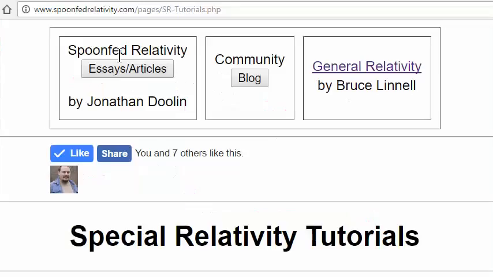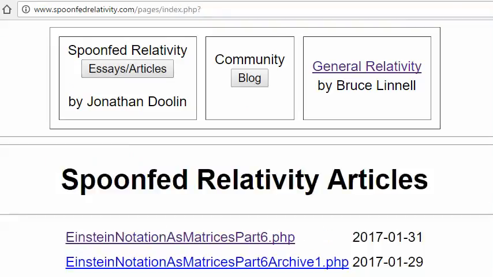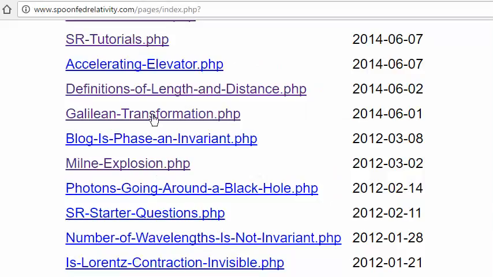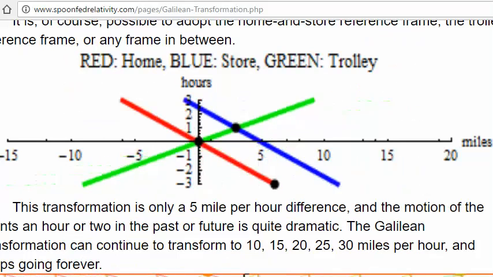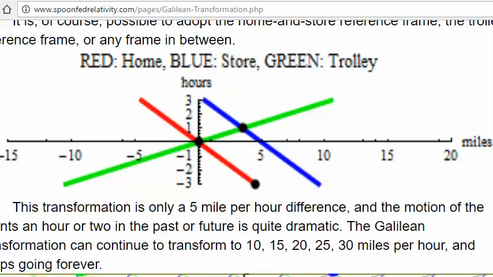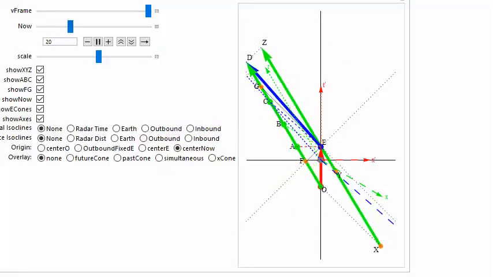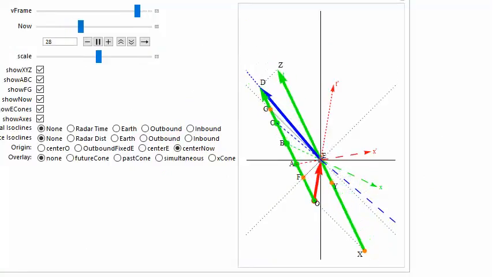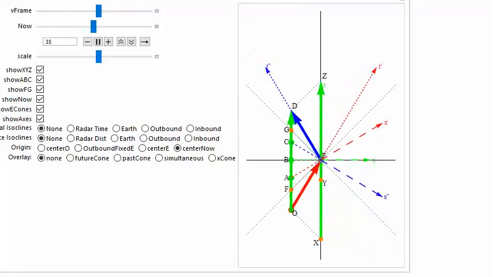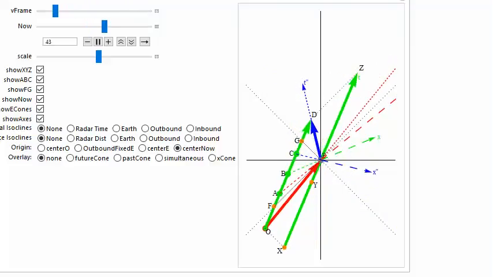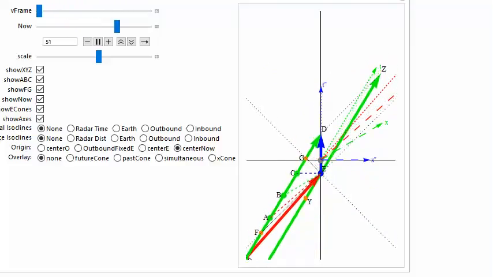For more on this idea, you can go to www.spoonfedrelativity.com, click on Essays and Articles, select Galilean Transformation.php. You'll find some questions, diagrams, and animations that are related to this topic. In my next video, I'll be discussing temporal phasing using the Lorentz transformation and my Mathematica demonstration that shows temporal phasing in action.